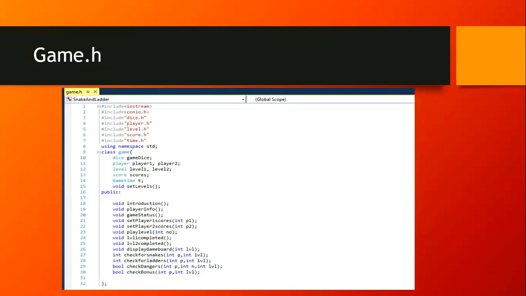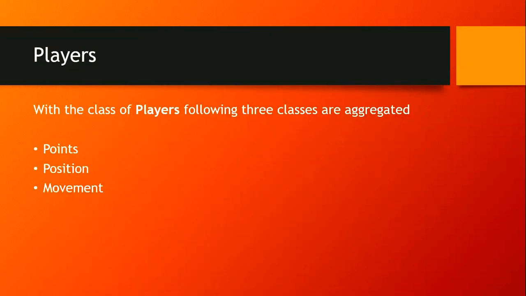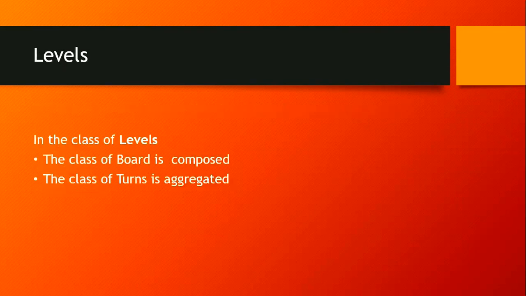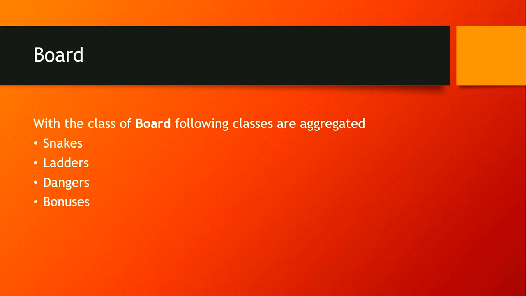Here is the header of game.h, which is the main class, and players. With the class of players, the following 3 classes are aggregated: points, position, and movement. With the class of levels, the class of board is composed. The class of turns is also aggregated with the class of levels. With the class of board, which is also a main subclass, the following classes are aggregated: snakes, ladders, dangers, and bonuses.